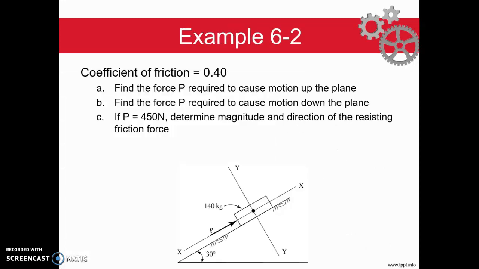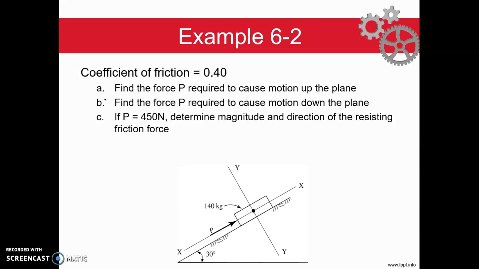Okay, so boxes on horizontal planes are fairly easy to deal with, but what if the box is on an inclined plane? That does make it a little bit more complicated. So here we have a problem, again, where the coefficient of friction is 0.4, and this time the box is on an inclined plane. The inclined plane or ramp makes an angle of 30 degrees with respect to the horizontal.